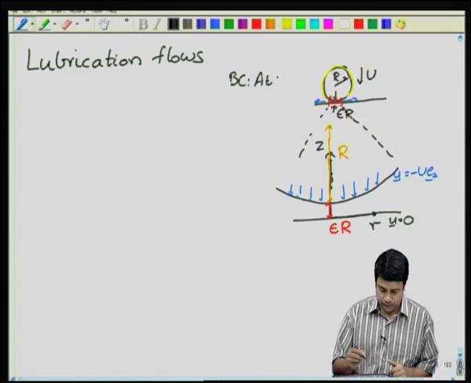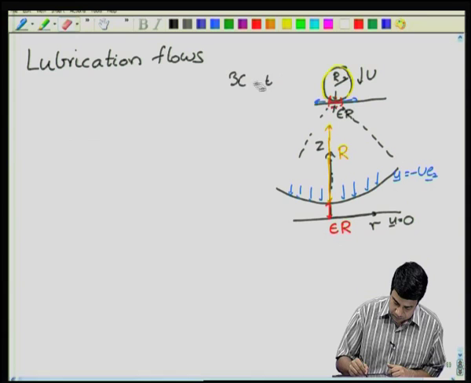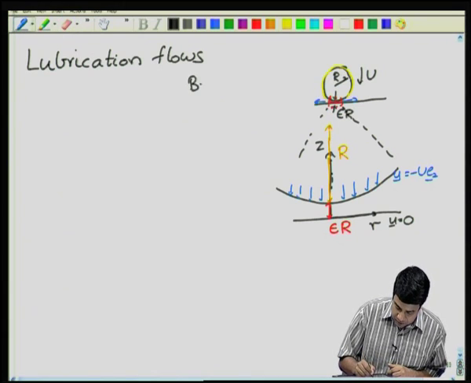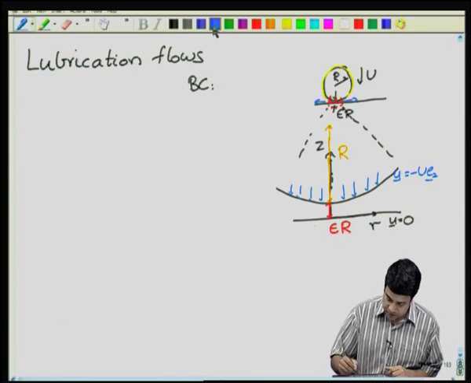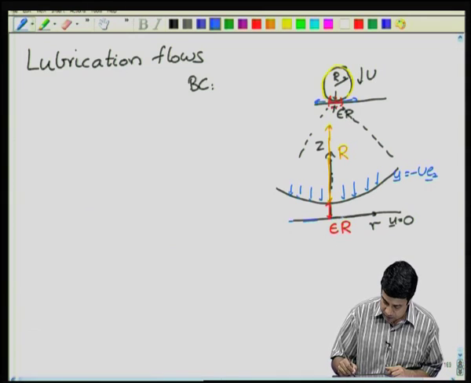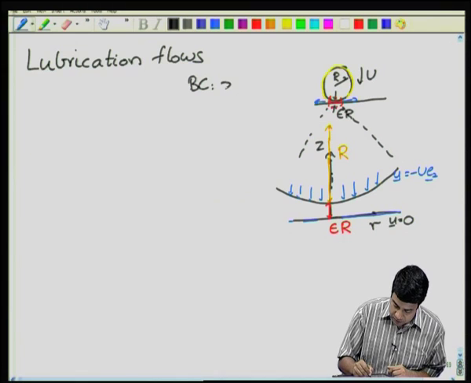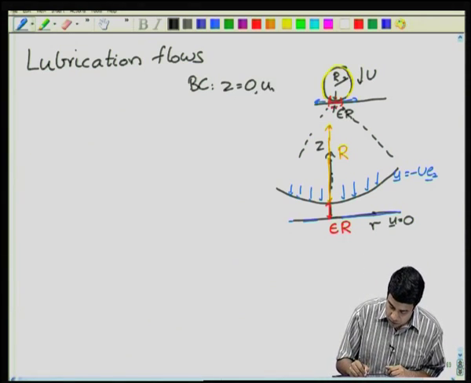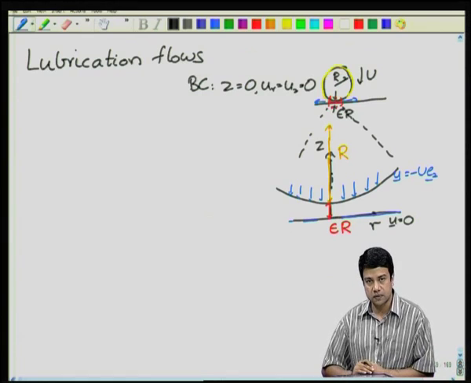bottom surface, let me just shift it a little. The boundary conditions at the bottom surface, this bottom surface is at z is equal to 0. Okay. At z is equal to 0, u r is equal to u z is equal to 0. Both components of the velocity, u r and u z, are equal to 0.